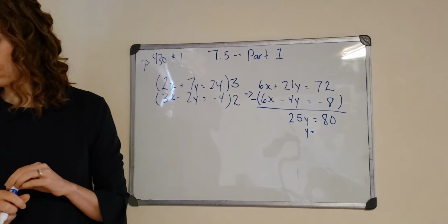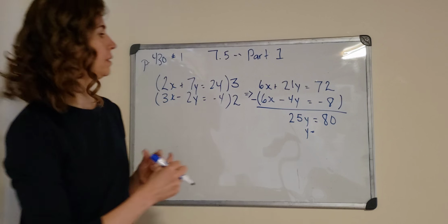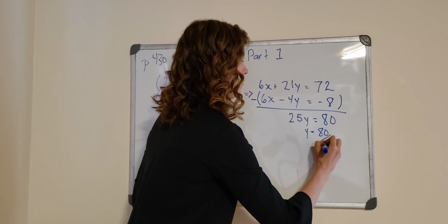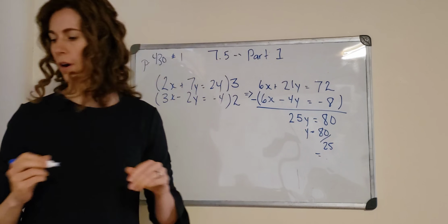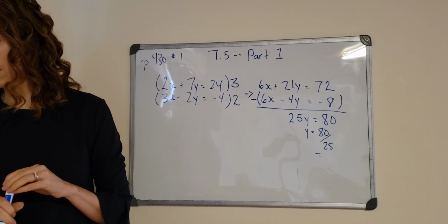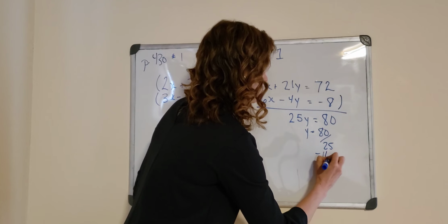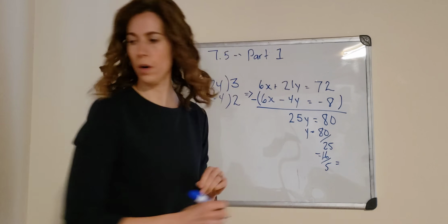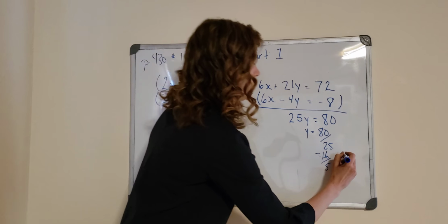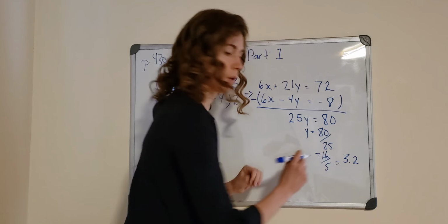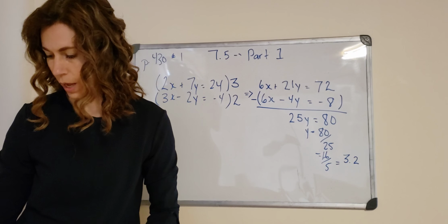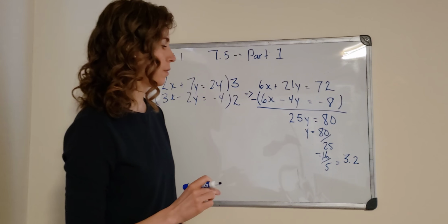So my answer in that case would be 80 over 25. You could either reduce that fraction or put it as a decimal. So 16 over 5, or the decimal is 3.2. Okay, let's see what the book did it in. Yeah, it did it in decimal. Either one would be fine.